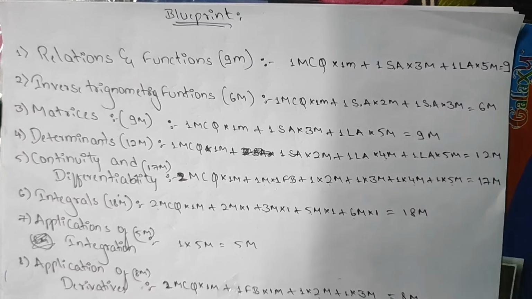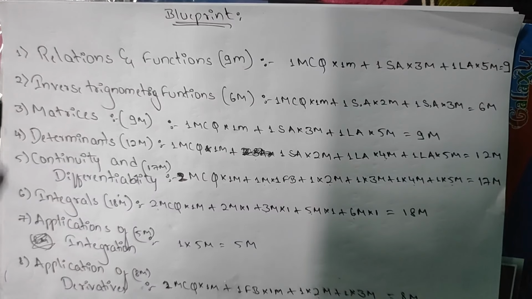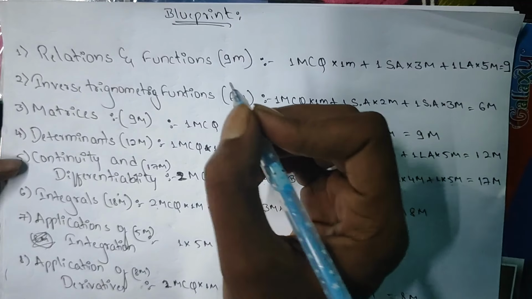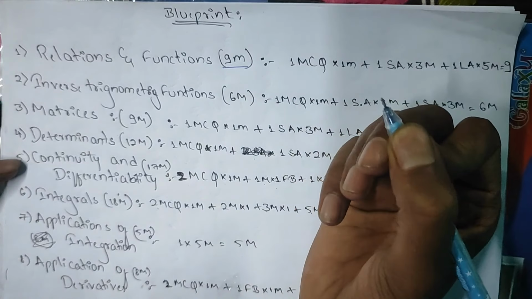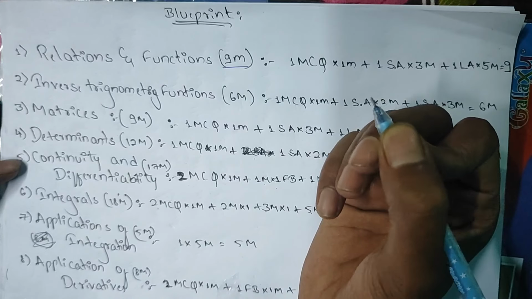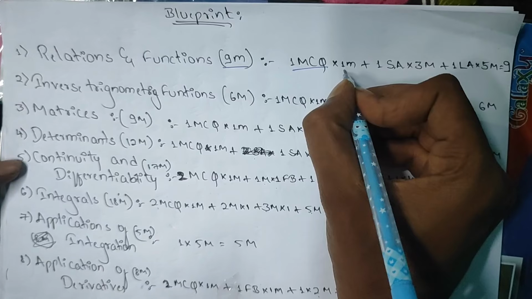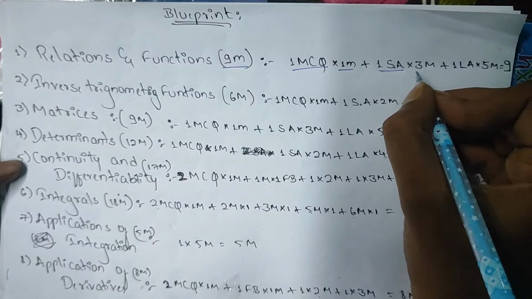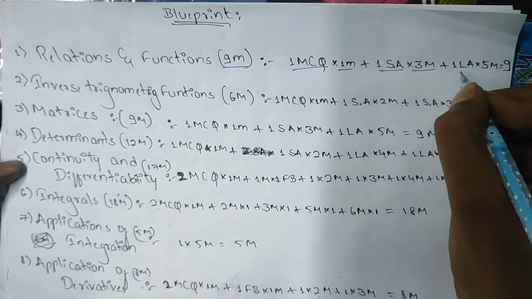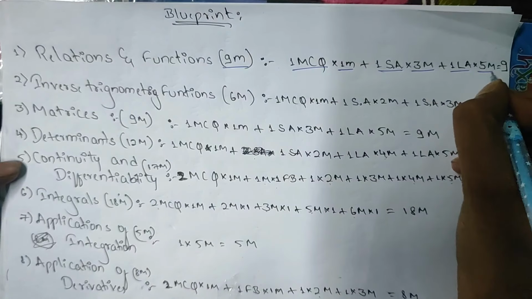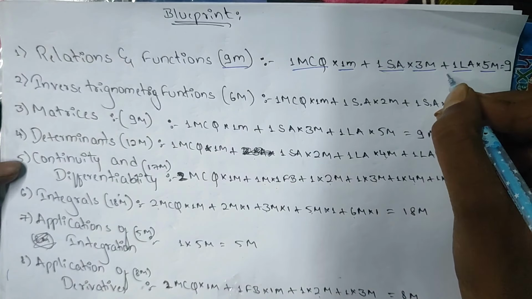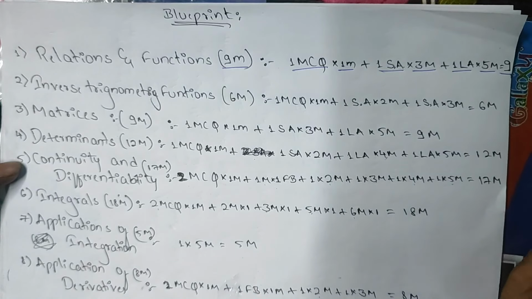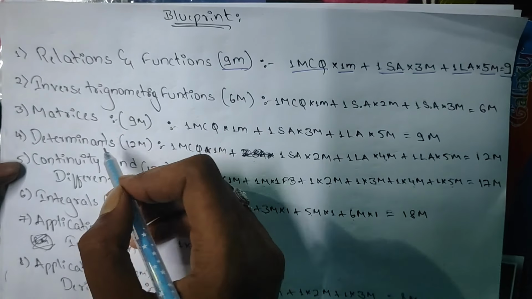So here is the blueprint. The first chapter, relations and functions, consists of 9 marks. There will be one MCQ of 1 mark, one short answer of 3 marks and one long answer of 5 marks. The sum of these questions will be 9 marks. So the first chapter contains 9 marks.